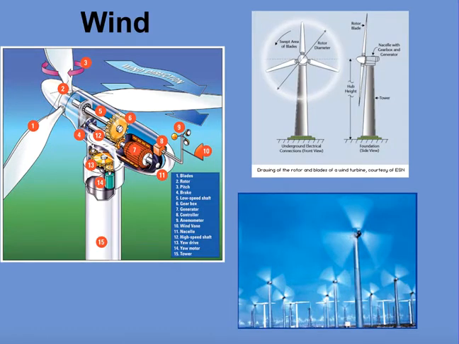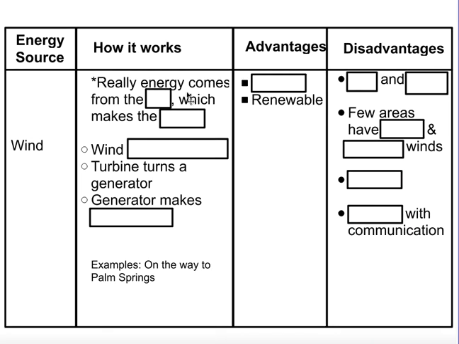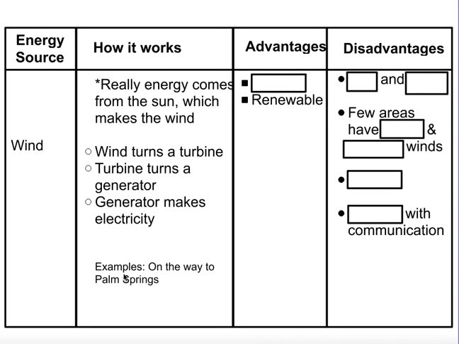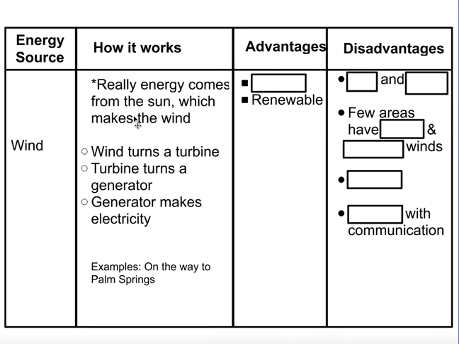Another example that you may be familiar with is wind power. Wind is really energy coming from the sun, which makes the wind. Wind turns a turbine, which in turn turns a generator, and the generator, you can probably guess it, makes electricity. You've probably seen some on your way to Palm Springs. We do that because there's a lot of sun there and a lot of wind.